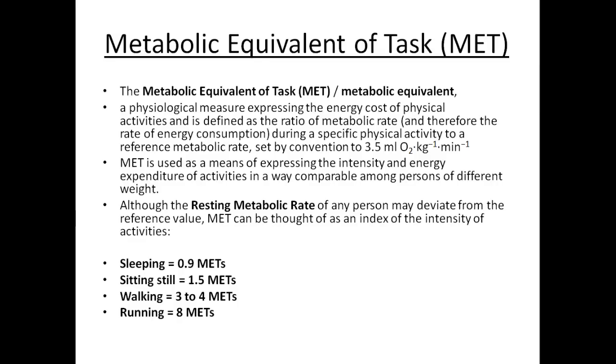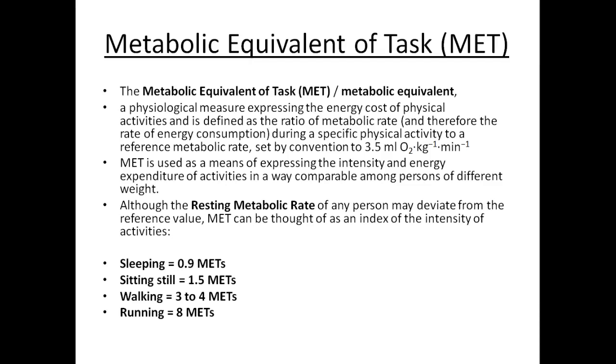So the metabolic equivalent of task, the MET, is a physiological measure expressing the energy cost of physical activities and is defined as a ratio of metabolic rate, and therefore the rate of energy consumption, during a specific physical activity to a reference metabolic rate set by a conversion of 3.5 milliliters of oxygen per kilogram per minute. So the MET is used as a means of expressing the intensity and energy expenditure of activities in a way comparable among persons of different weight. That's why it's so useful.